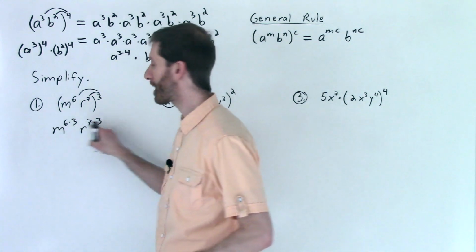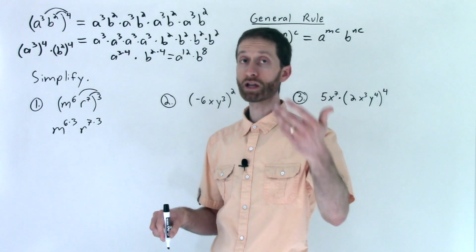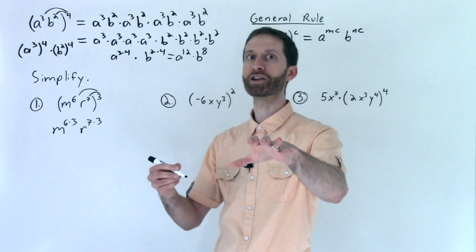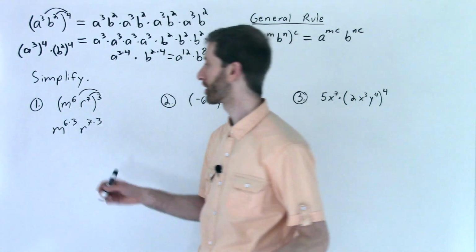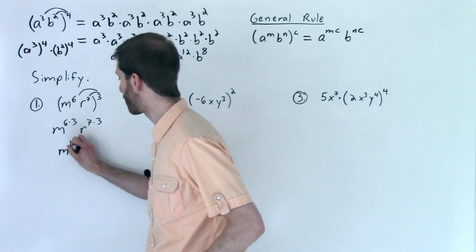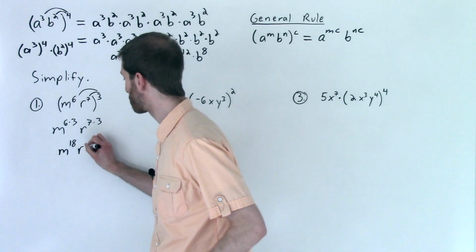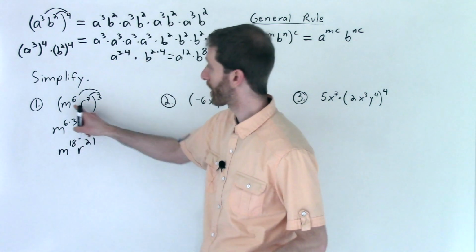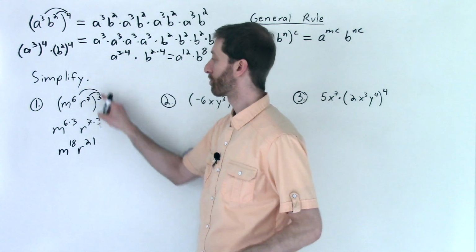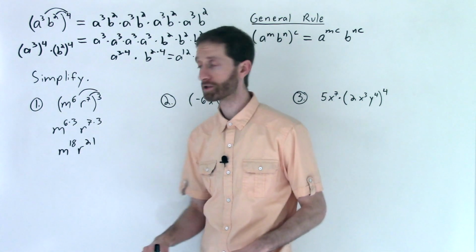Keep in mind, this step is what I usually do mentally, but it's a good idea to show your work to get that partial credit on a test or to just follow your work. 6 times 3 is 18, so we have m to the 18th times r to the 21st, which makes sense. You'll have 3 groups of m to the 6th and 3 groups of r to the 7th, giving you that final answer.